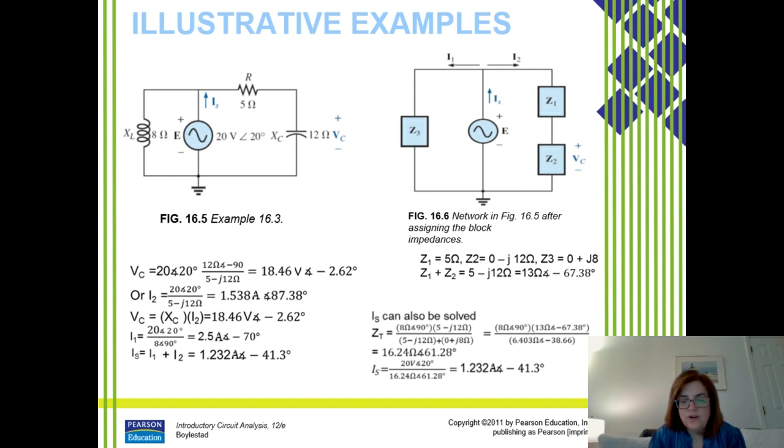And that's what we've done here. That will also get us ZT. So you could do it either way, and then check to see that you get the same answer. And then, of course, for I sub S, we just take our source voltage and divide by that ZT. And we get exactly the same thing that we did over here.